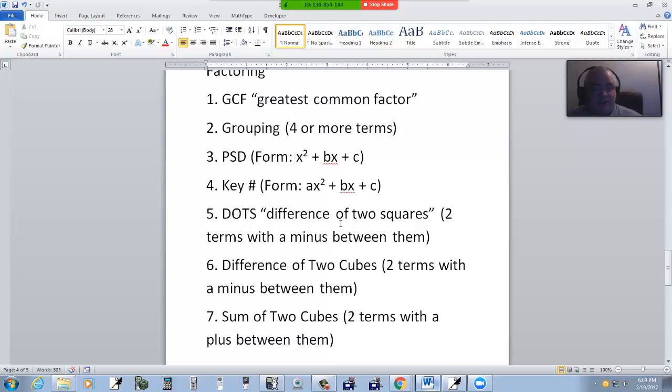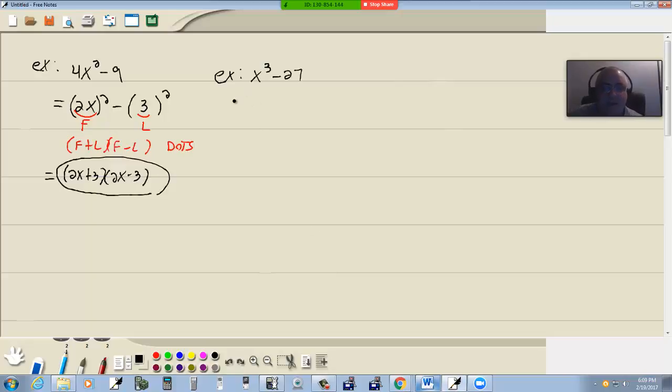But you'll notice difference of two squares says two terms with a minus between them, and difference of two cubes says two terms with a minus between them. So it's very similar. We try to write it as something to the third power minus something to the third power. We take a look at each individual piece, and you ask yourself what times itself gives you that. For example, x to the third, that's x times x times x. For 27, that's 3 times 3 times 3. So we were able to rewrite it in that form.